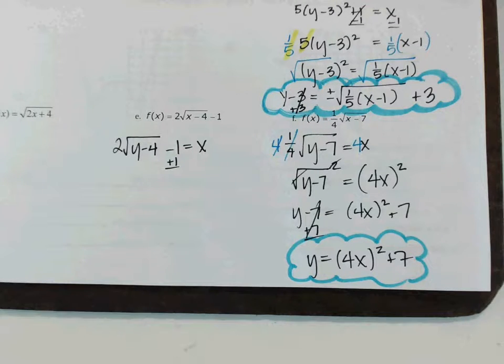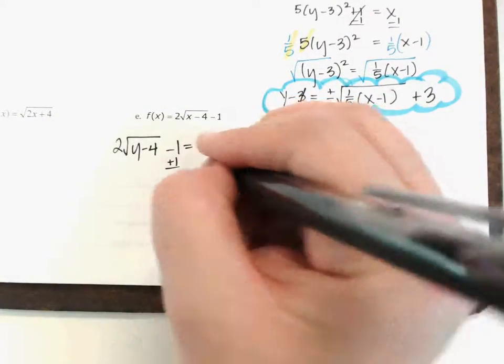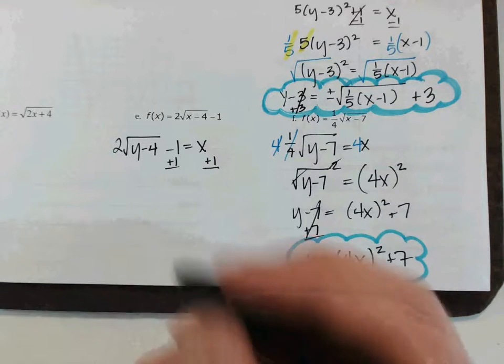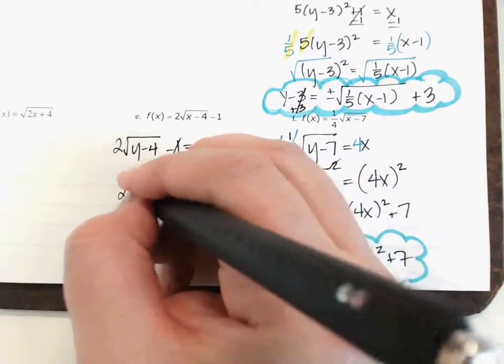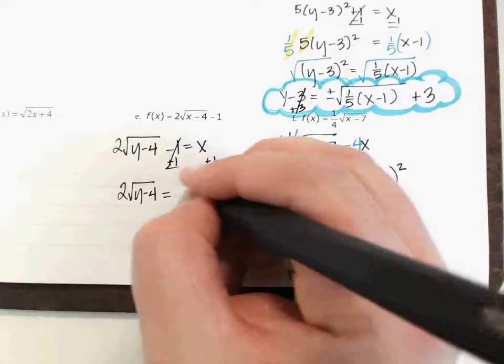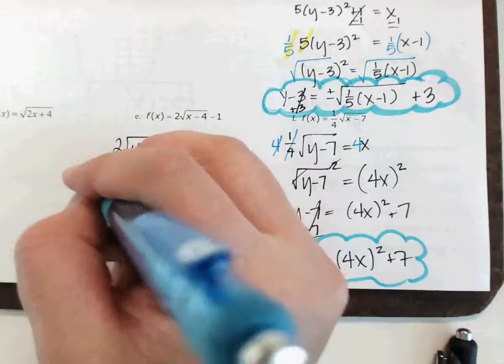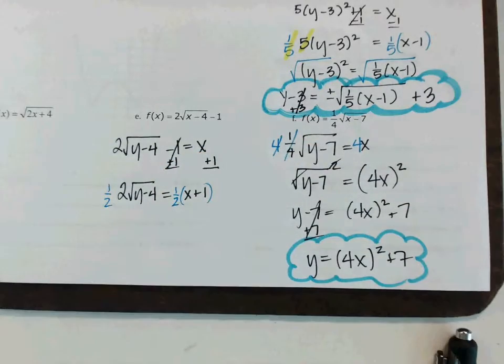Yes? The 1 is the first thing to go, and then it's the 2? And then the 2. That's a good point to make. So anything outside of the square root has to go before you can eliminate the square root. So I'm going to add my 1 across. So I have 2 root y minus 4 equals x plus 1. Then I'll divide to get rid of the 2, by multiplying by 1/2. Don't distribute. Use parentheses.